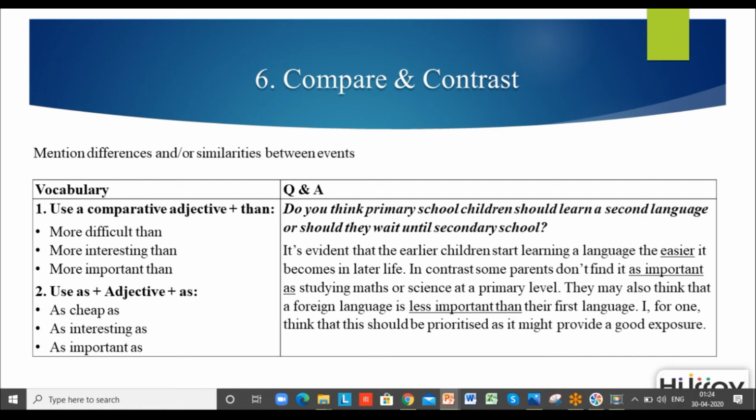Here's an example with a question and answer. Do you think primary school children should learn a second language or should they wait until secondary school? It's evident that the earlier children start learning a language, the easier it becomes in later life. In contrast, some parents don't find it as important as studying maths or science at a primary level. They may also think that a foreign language is less important than their first language. I, for one, think that this should be prioritized as it might provide a good exposure.